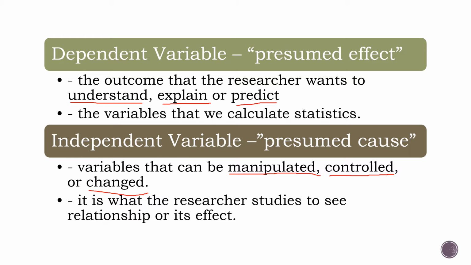Independent variables are the presumed cause. These are variables that can be manipulated, controlled, or changed. It is what the researcher studies to see the relationship or its effects.